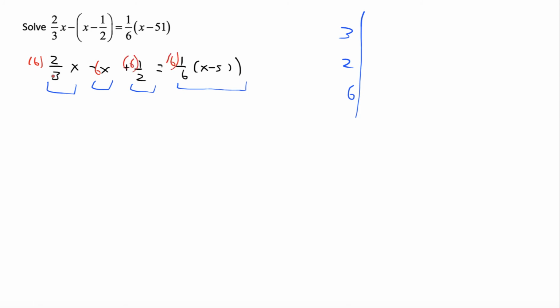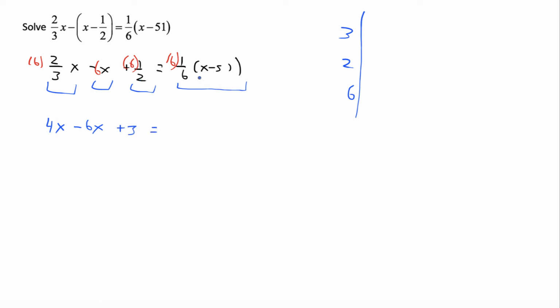Notice what happens here. 6 times 2 is 12. On the denominator, we have a 3, so 12 divided by 3 is just 4x. And here, this was pretty straightforward: x times 6 is just minus 6x. Here, we have a 6 times 1 on the numerator. We have a 2 on the denominator, so 6 divided by 2 is 3.